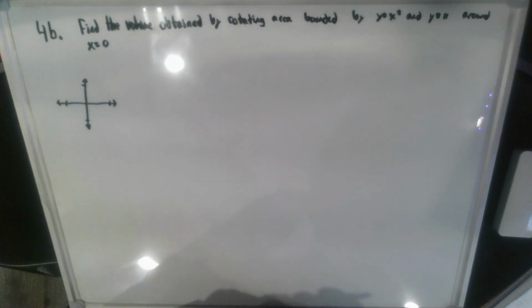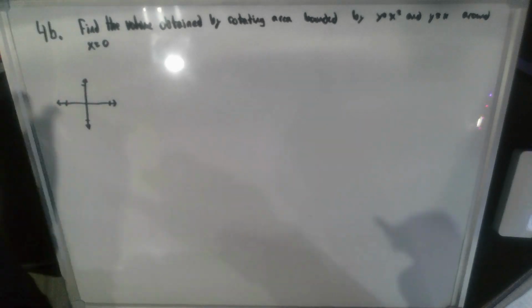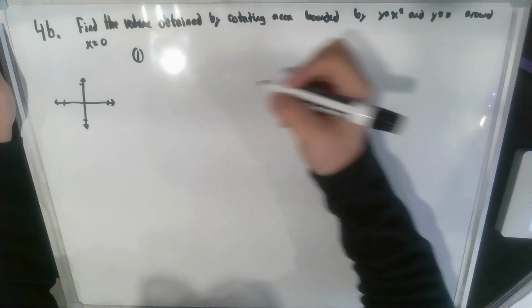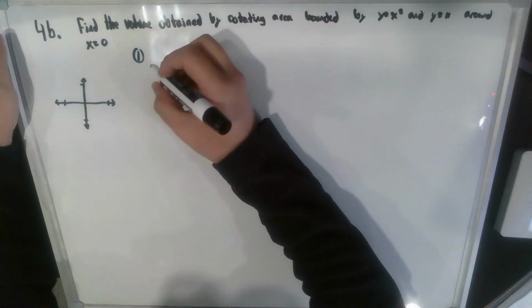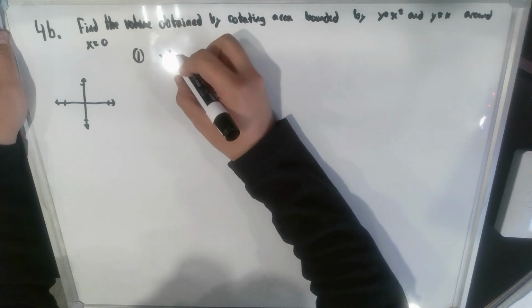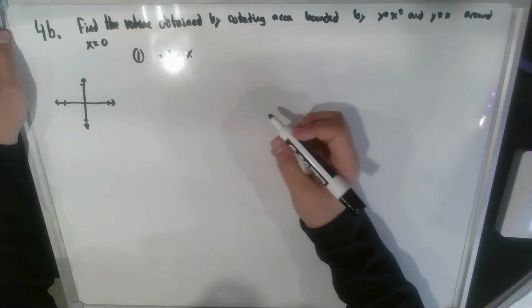This is problem 4b. Find the volume obtained by rotating the area bounded by y equals x squared and y equals x, around x equals 0. So the first thing you want to do is find the intervals in which these two cross. You would do that by setting them equal to each other. So x squared equals x.